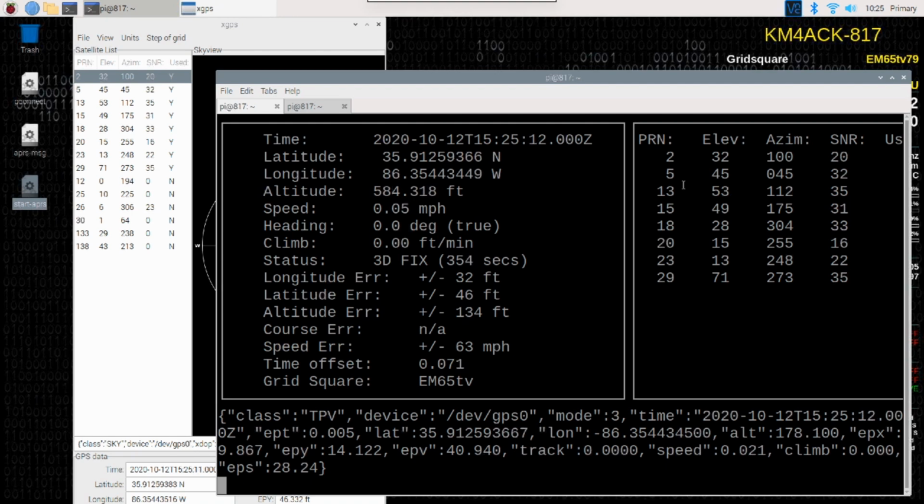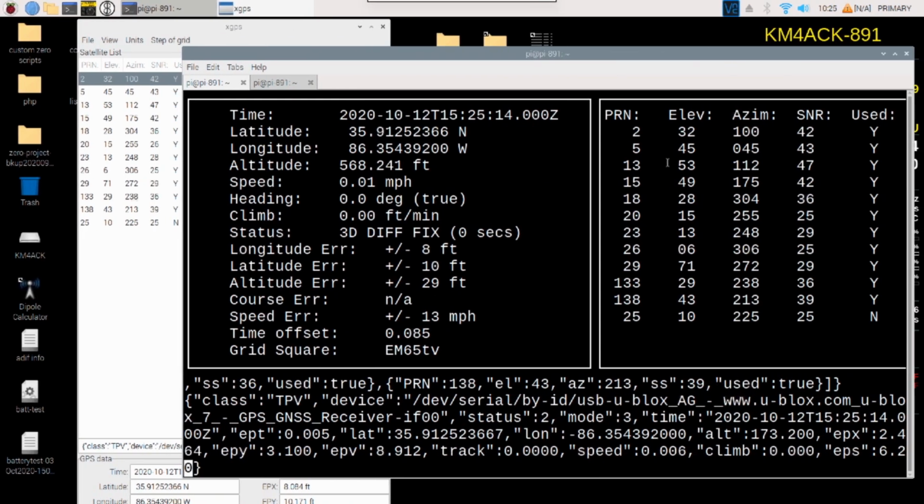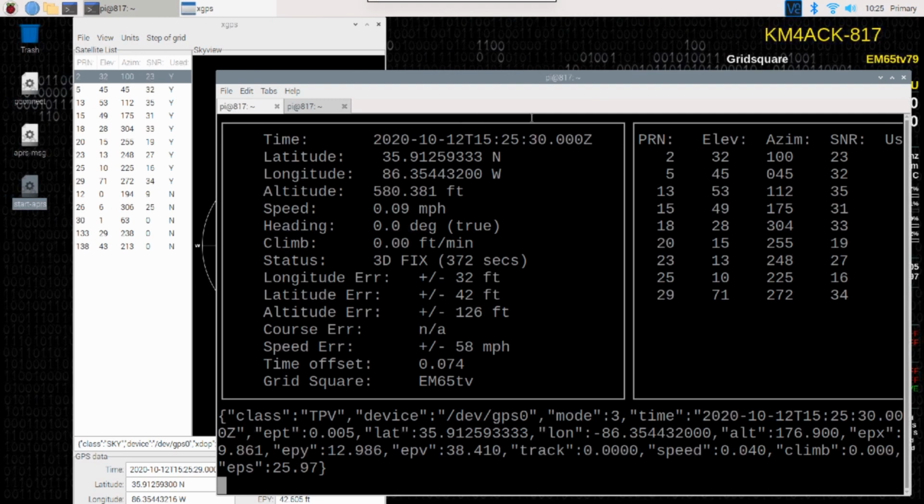Let's go back and compare that to the new one. Look at the number that the new one has. It's got quite a few more satellites that it can see and get a signal from than the old GPS unit. Now, let me take a moment and show you one other thing. I'm going to swap over. This application I'm running now is called CGPS. I'm going to swap over to an application called XGPS.